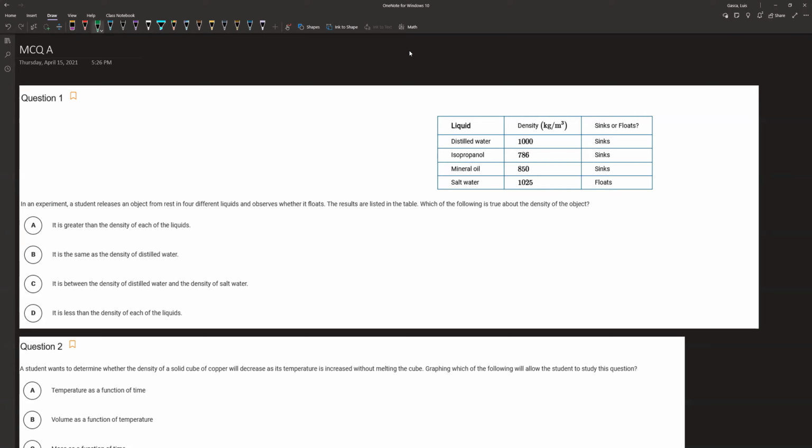It reads, in an experiment, a student releases an object from rest in 4 different liquids and observes whether it floats. The results are listed in the table here. Man, the microphone is causing my digitizer to jump. Okay. Which of the following is true about the density of the object?